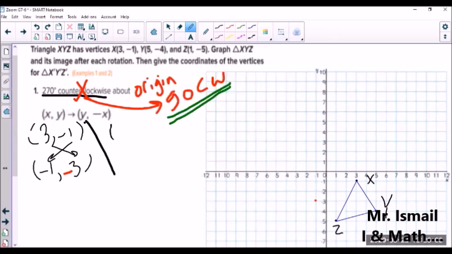5, -4. It will be, I will switch them to be -4, 5. And you have to multiply x by minus. So this x will be -5. So the next point is -4, -5. There's a point.